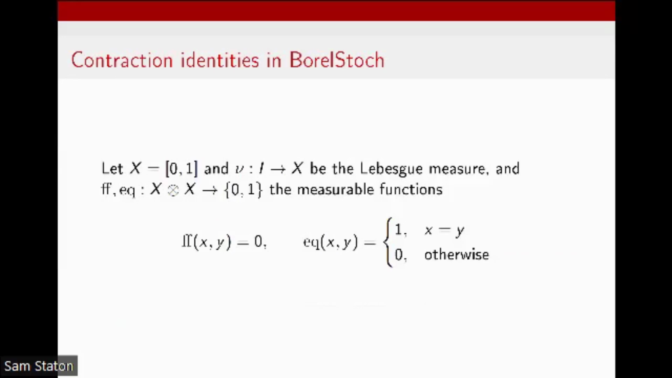So some minimal measure theory going on here. I just take the unit interval and I take the Lebesgue measure on it, and I take two measurable predicates. One is the falsity predicate, one is the equality predicate.